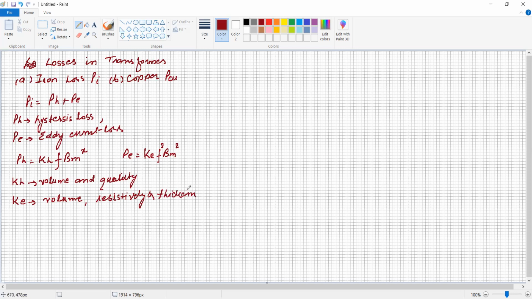So fine laminations, fine wafers, strips are used. No doubt it will decrease the eddy current loss. It is therefore that the magnetic core is always laminated. BM is the maximum flux density, and F is the supply frequency.